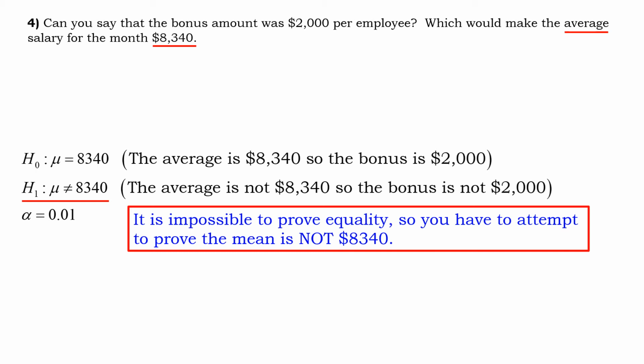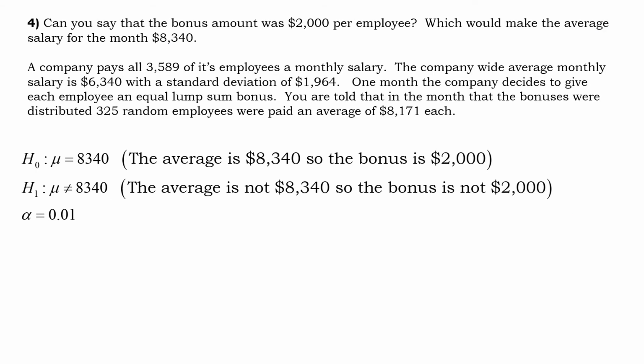So that's why we're going to attempt to prove that the mean is not $8,340. This is the only time what we're asked to prove is not what we actually attempt to prove. Otherwise, whatever we're asked is usually going to be your alternative hypothesis. So let's go back and look at what information we had about the company salaries.